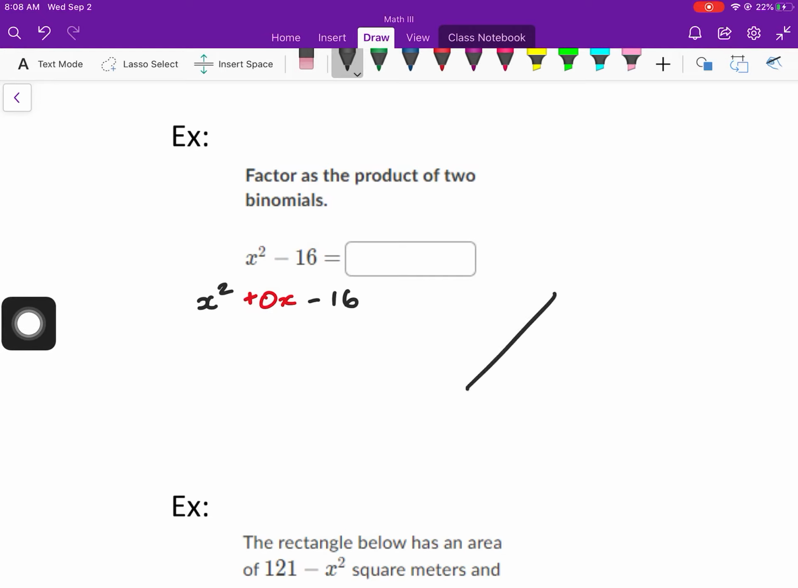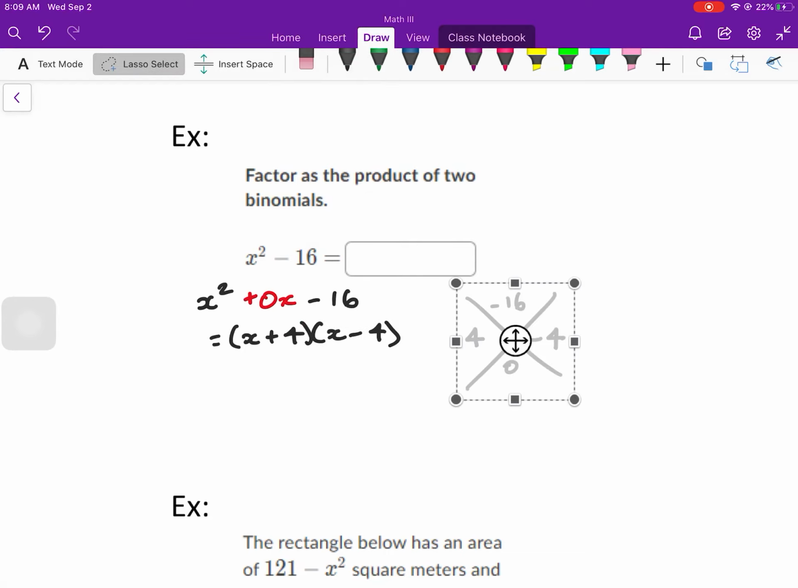And then now, we could do the diamond method. What multiplies to negative 16 and adds to 0? So two numbers that multiply to negative 16 and add to 0 would be 4 and negative 4, right? Because 4 minus 4 is 0, and 4 times negative 4 is negative 16. So right there, you can see the answer would be x plus 4, x minus 4.